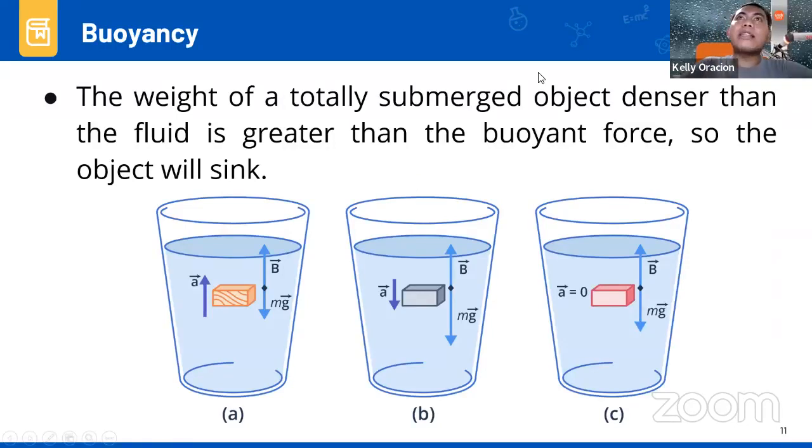The weight of a totally submerged object, denser than the fluid, is greater than the buoyant force, so the object will sink. Pag malaki yung density ng object mo, of course, magsisink talaga siya. But if ang weight ng object mo is konti lang, or the density of the object is lesser than the density of the fluid, mag-float siya. Okay?